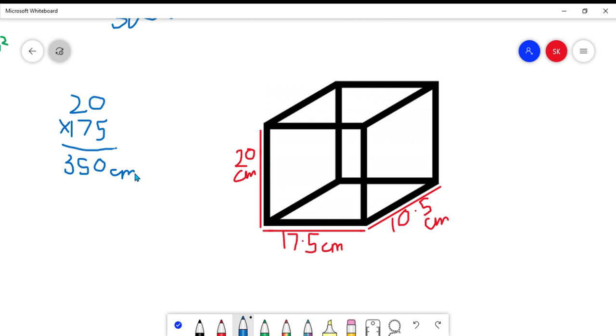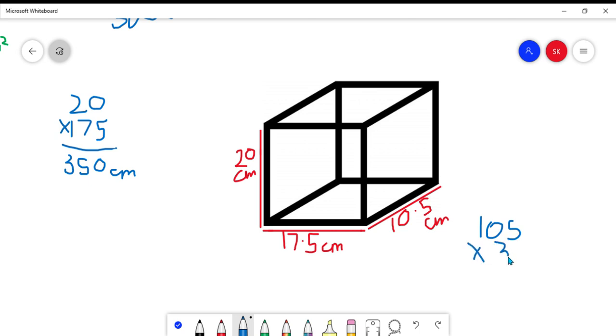And then we'll times 350 centimeters by 10.5. So again, 350 times 105. We'll keep it as 105. We'll ignore this 0 for now. 105 times 3. I prefer the larger number on the top. So 105 helps us see it a bit more clear.